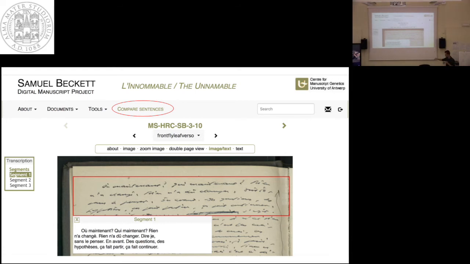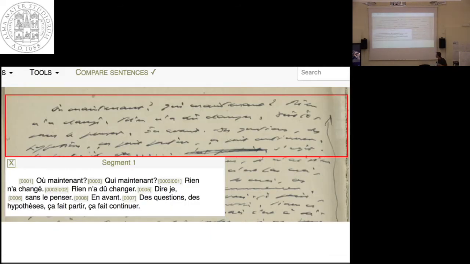If you click on that, a sentence number appears in front of every sentence. So we have où maintenant is the first sentence, qui maintenant is the third sentence. This is because it's not the second sentence, because this is an early version and the second sentence is not yet present. It came in later.